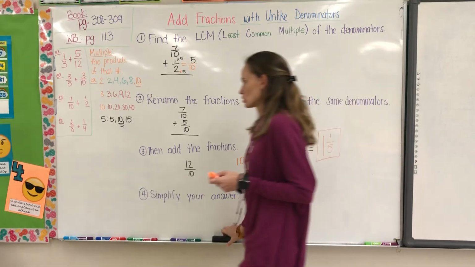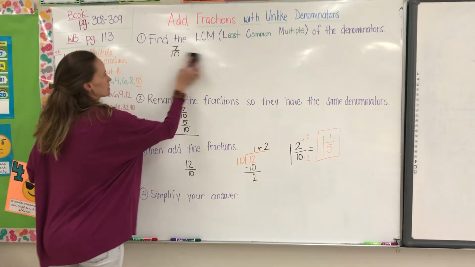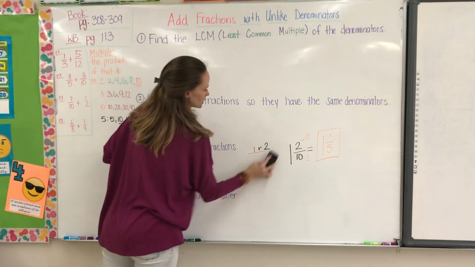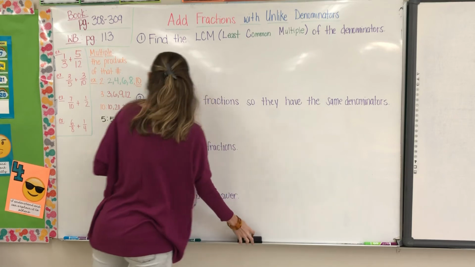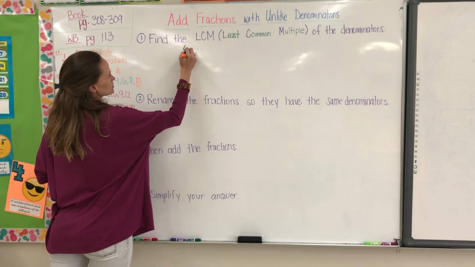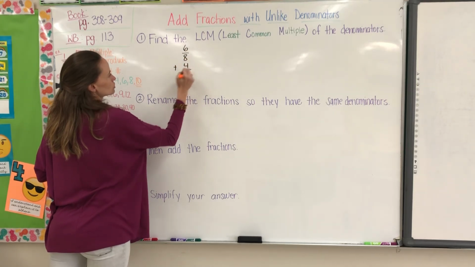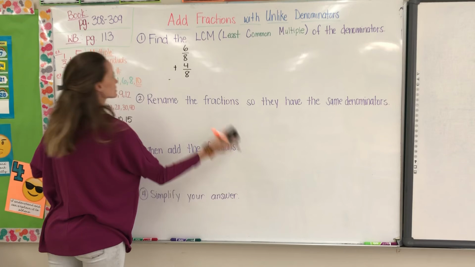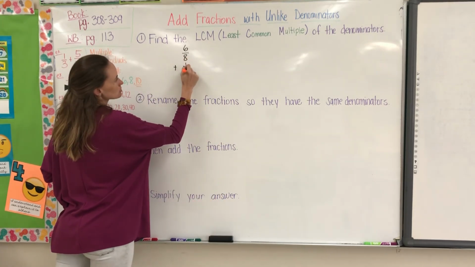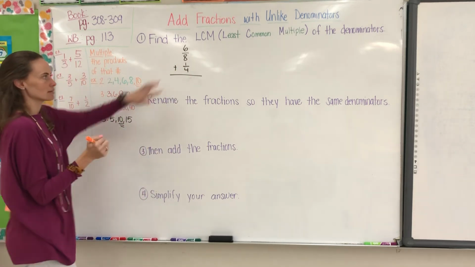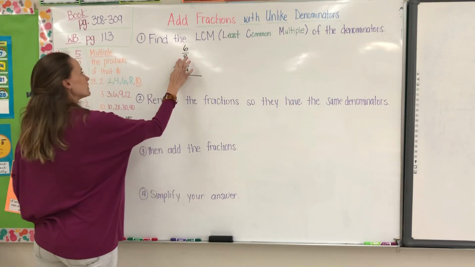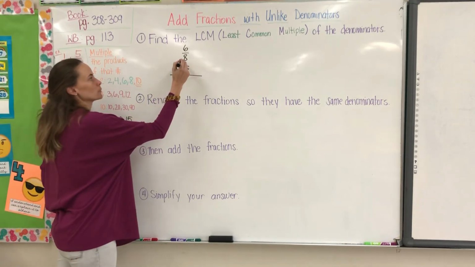Okay? So let's go back. Let's try another example. Our last example. All right. 6/8 plus 1/4. First thing we need to do is make the denominators the same by finding the least common multiple of 8 and 4. So we look at the bigger one, 8.